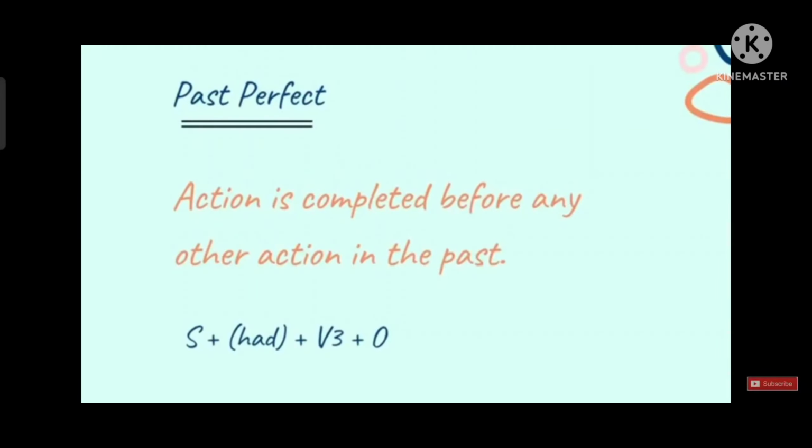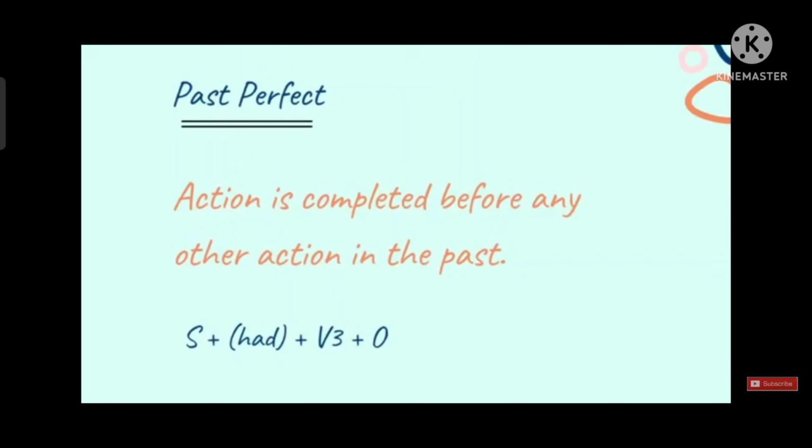What is a past perfect tense? If the action is completed before any other action in the past, then it is called past perfect tense. The structure of it is subject plus had plus verb's third form plus object.